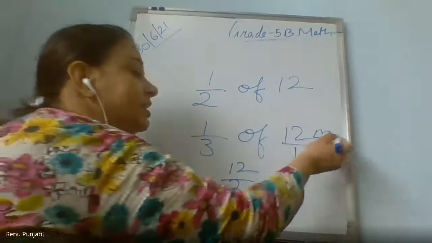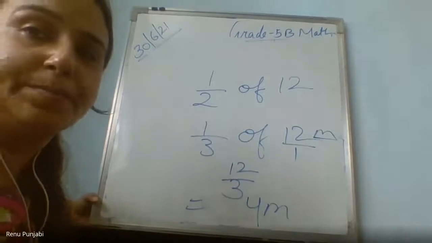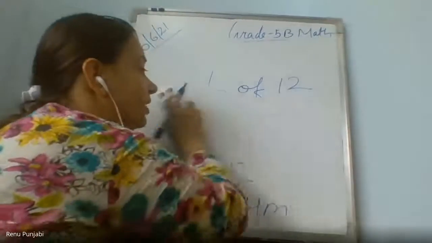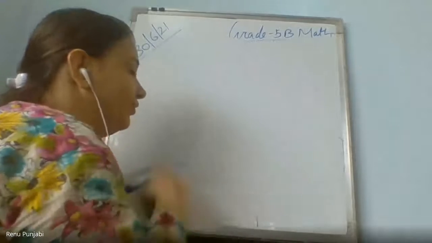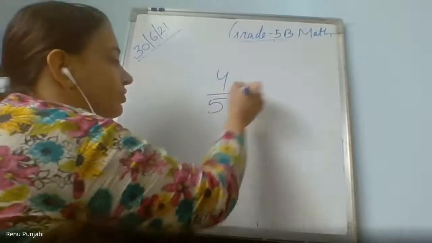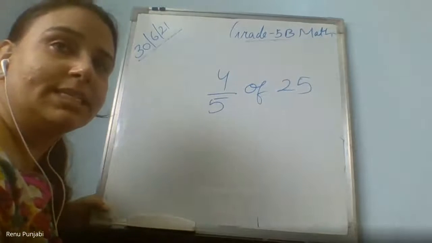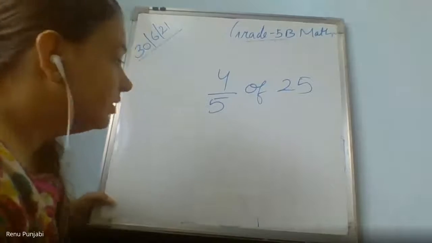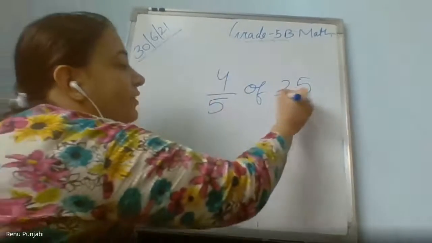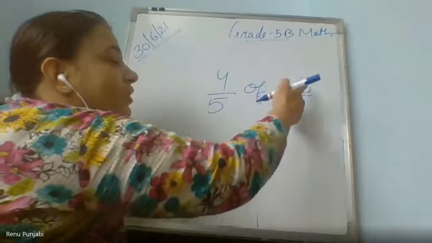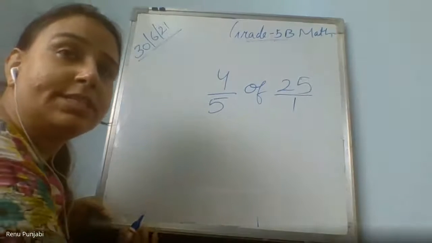Ma'am, because meter is used, so I will write in the answer meter. Ma'am, this I can understand, but there's digits like 4/5 of 150 type. I can't. Okay. Same method. 4/5 of 25. Write the denominator. Multiply numerator with the numerator. What is the answer coming?